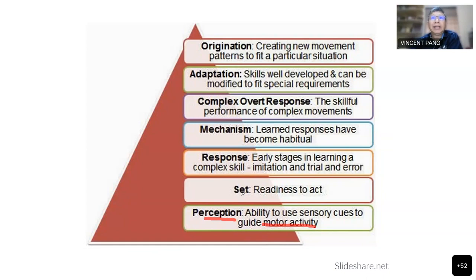Next level is set. Set is about readiness. There are three types of sets: mental set, physical set, emotional set. Mental set means mentally ready. Emotional set means emotionally ready, brave enough to do. And physical set means our body is ready. Example, warm up enough, no injury, and so on.